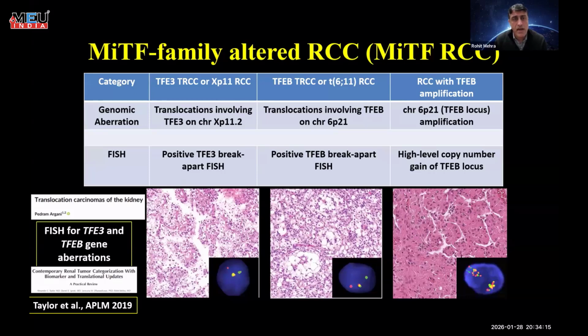This is my current understanding of MITF family altered renal cell carcinoma, which includes tumors with TFE3 translocations, tumors with TFEB translocations, and then tumors with TFEB locus or 6p21 based amplification. And fluorescent in situ hybridization, or FISH, is currently considered to be the gold standard for diagnosing and distinguishing these three different renal cell carcinoma subtypes under the MITF family altered RCC tumors.